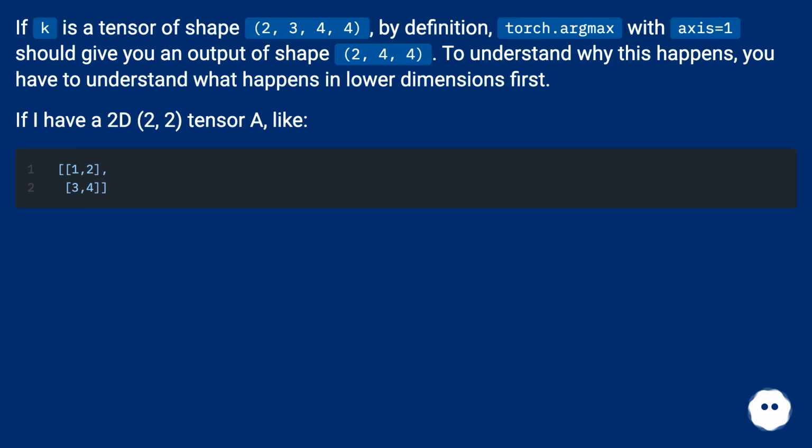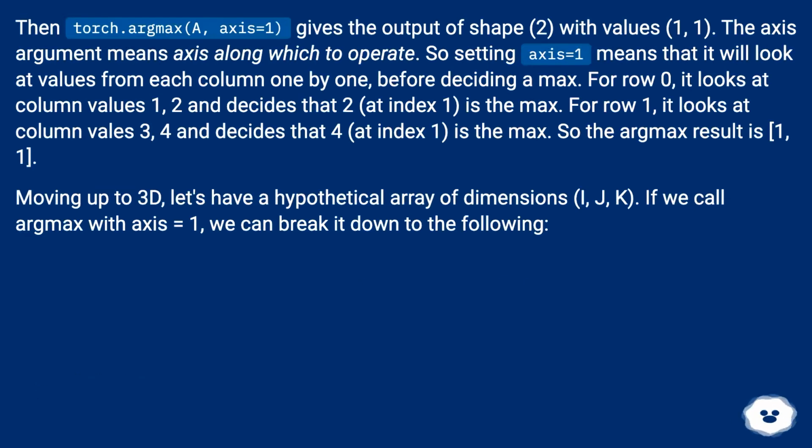If I have a 2D, 2 by 2 tensor A, then torch.argmax of A with axis equals 1 gives the output of shape 2, with values 1, 1. The axis argument means the axis along which to operate. So setting axis equals 1 means that it will look at values from each column one by one.